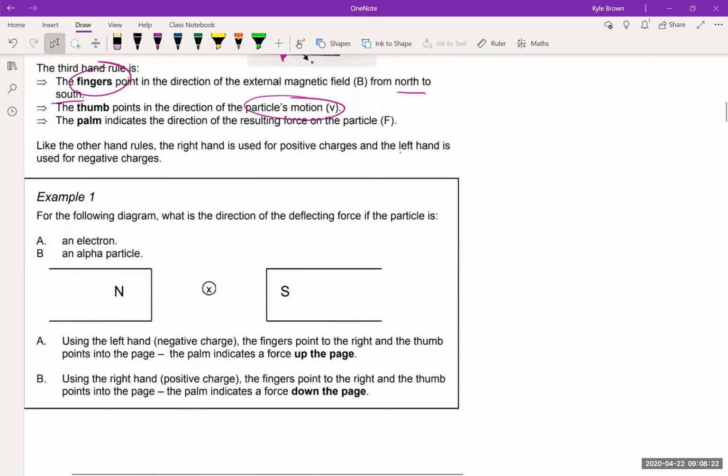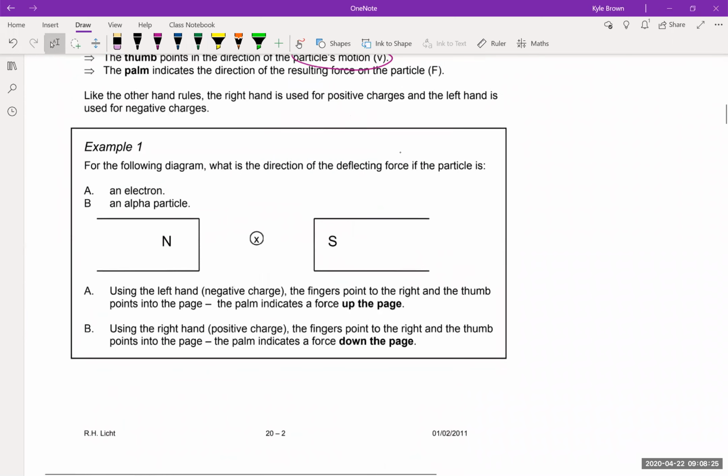I'll show you an example here to make more sense. It says, for the following diagram, what is the direction of the deflecting force? So we know from above that this particle is going to deflect somewhere. So do this with me. What we're going to do, first off, it's for an electron, right? So it's still the same thing as with the first hand and second hand rule: I'm going to use my left hand for a negative charge, my right hand for a positive charge. So that always stays the same. Okay, so it's an electron, so I'm using my left hand, and I'm going to point my fingers from north to south. Fingers are pointing north to south.